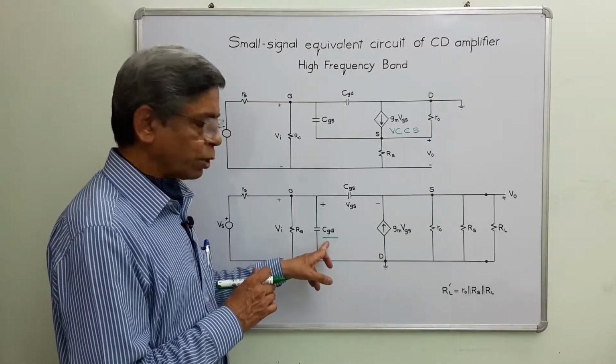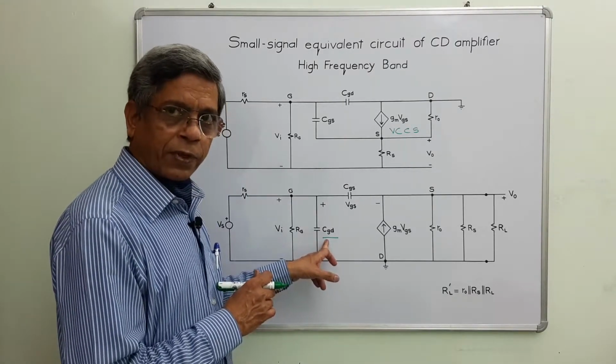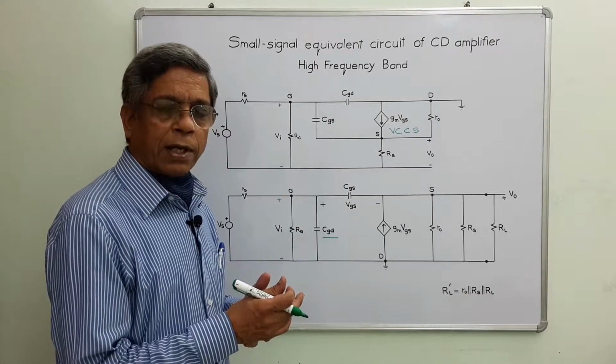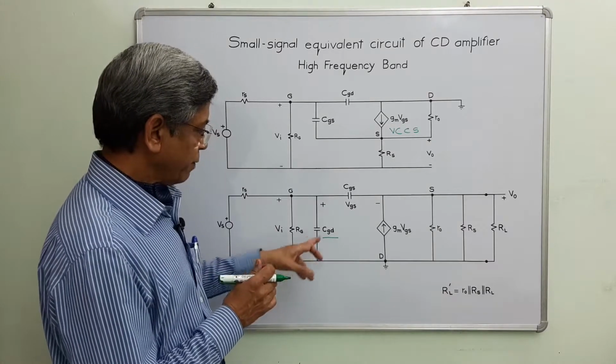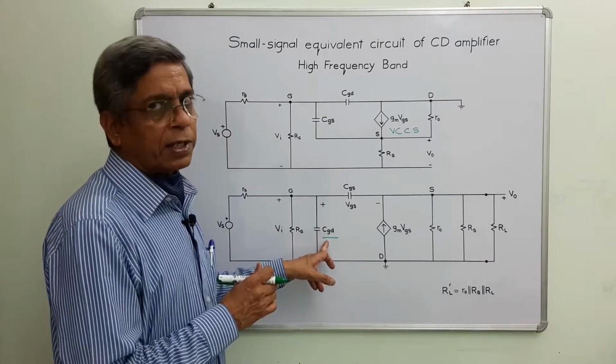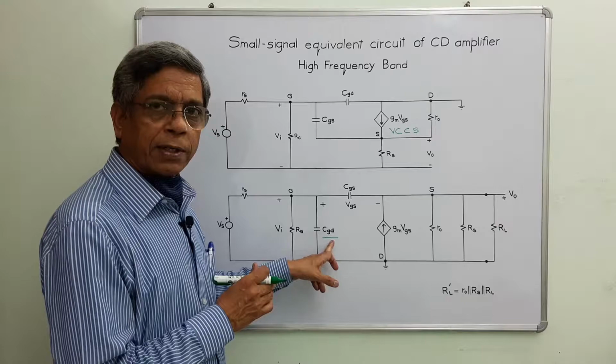Now I will determine the total resistance seen by this capacitor, or technically speaking, I will determine the Thevenin equivalent resistance across the terminals of this capacitor. Then I'll get the time constant for this capacitor.